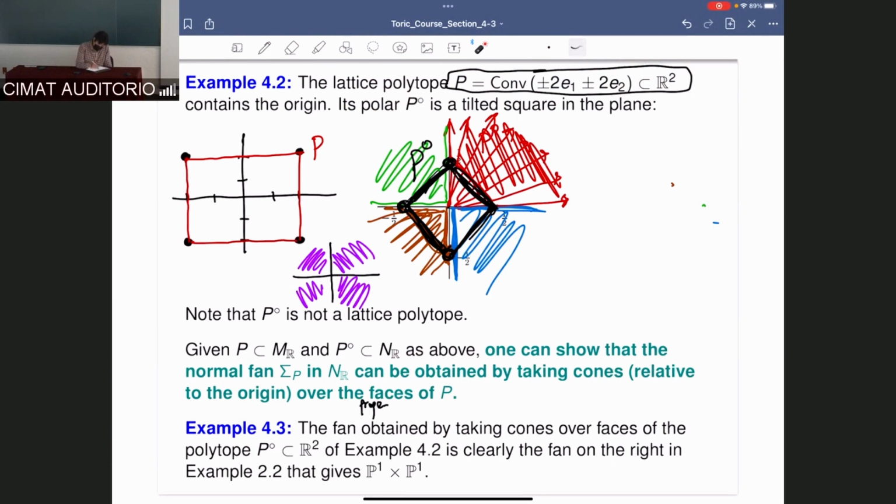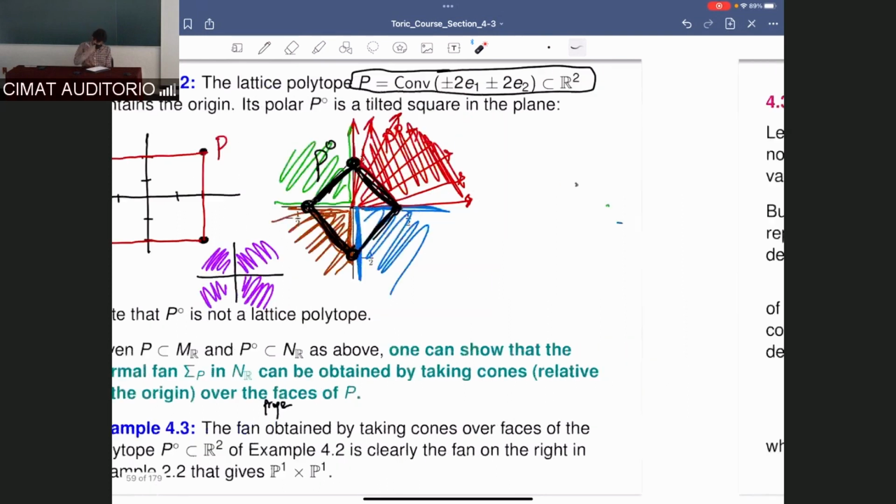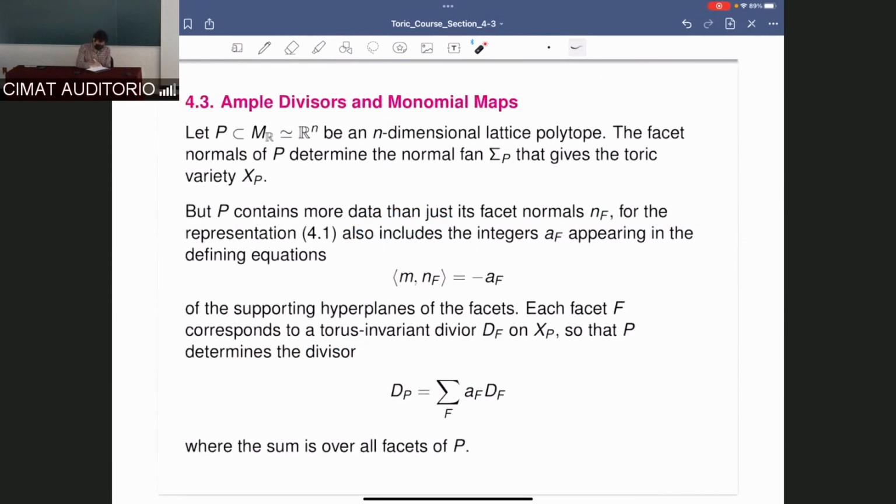Now, the example over here is what we just did. Out of this P, we get this fan of P1 cross P1, and we can see that we recover it easily from the polar polytope. And in this example, as is pointed out here, it is not a lattice polytope. It's not true in general. Very good.